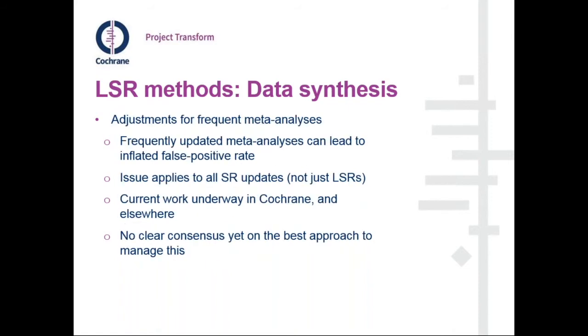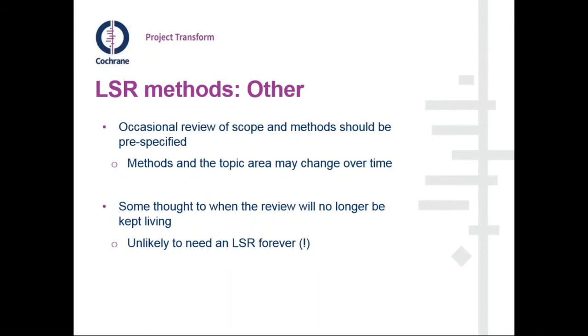And I mentioned that there may need to be adjustments for frequent meta-analyses. This is an issue that applies to all updates of systematic reviews, not just living systematic reviews, but it becomes more of a pressing issue if you're adding new studies quite frequently. There is currently work underway in Cochrane about how this might need to be managed statistically, and there's no consensus yet on the best approach. But we are working with statisticians on this issue.